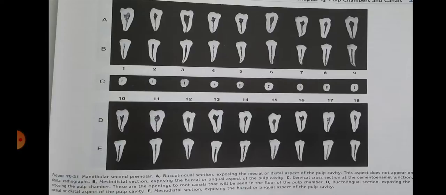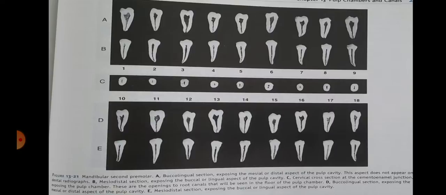The pulp horns are prominent in most of the teeth. You can see this in figure 13.21 A1, 2, 3, 7 and 9, D10, 13, 16 and 17. But the lingual pulp horn may be vestigial. You can see this in figure 13.21 A4, 5 and 6, D11, 12, 14, 15 and 16. It may be nonexistent. You can see this in figure 13.21 A8.